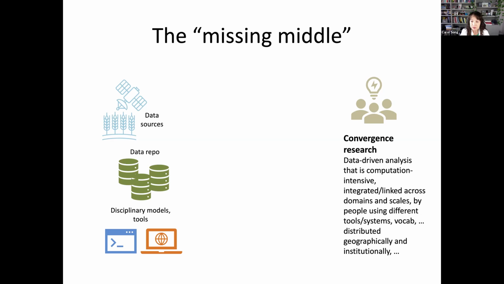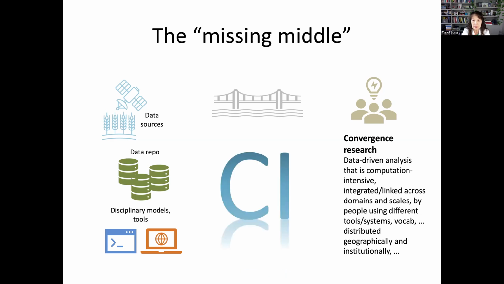The characteristics typically are that they're very computation intensive. They need to be integrated and linked in some ways across domains and across scales. And obviously they're carried out by people using very different tools and systems and vocabularies and so on. And they're distributed, just like this GLASSNET project. The networks are from different parts of the globe. GLASSNET used this bridge symbol. There's obviously a gap to go from the resources that we have to the end result outcomes we wish to come out with. And so this is really a big space.